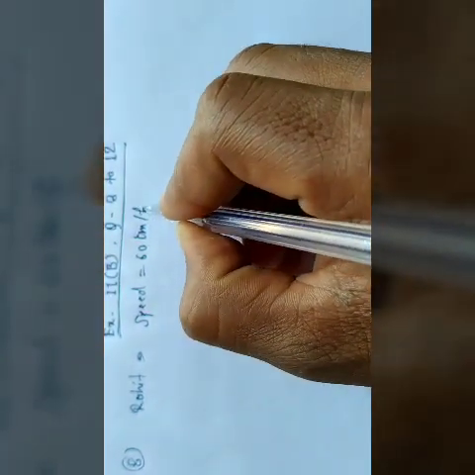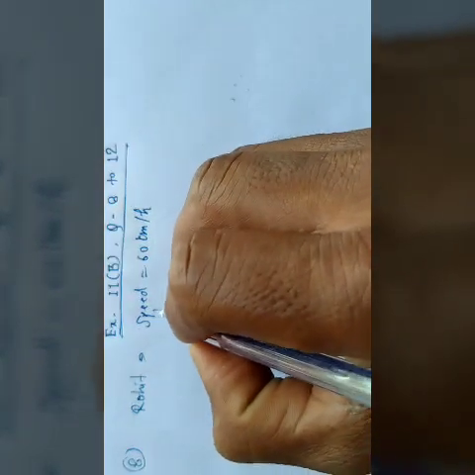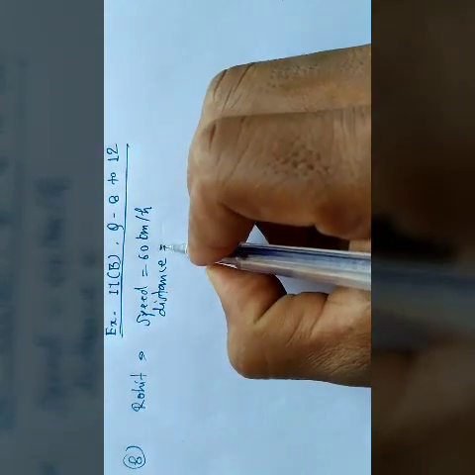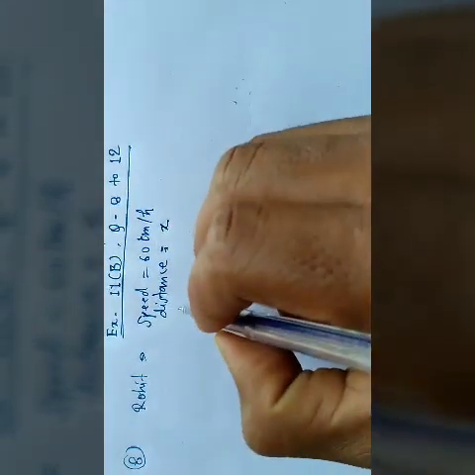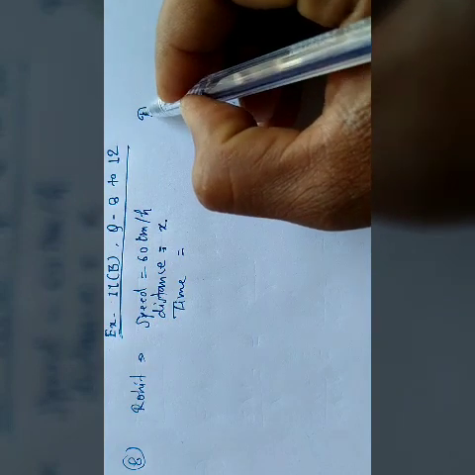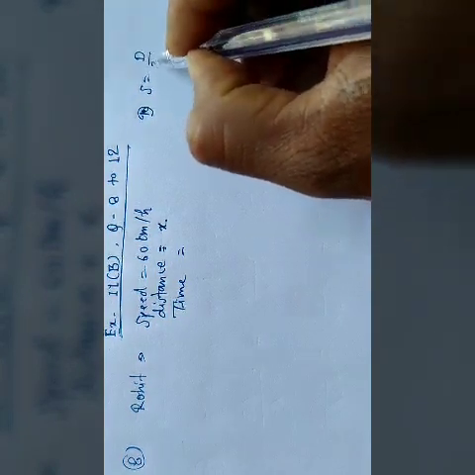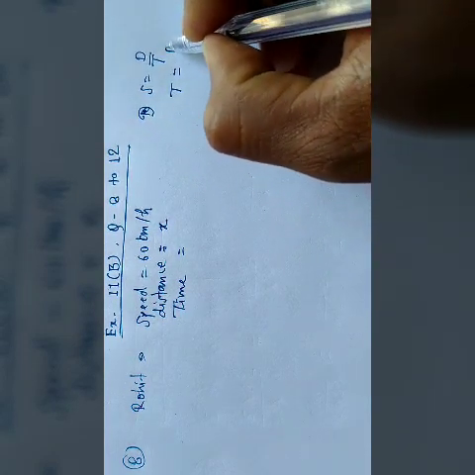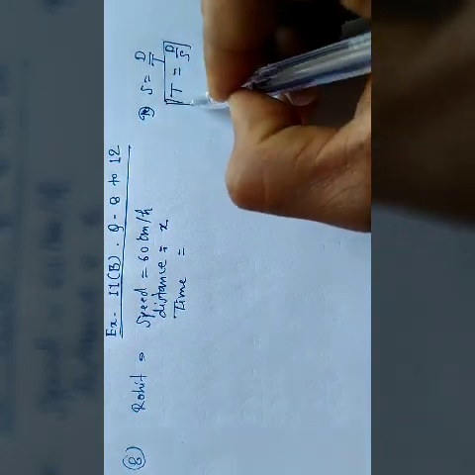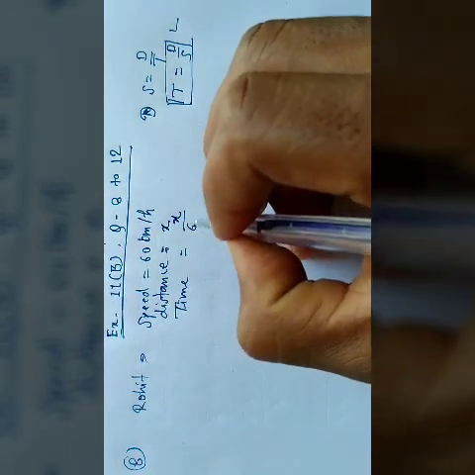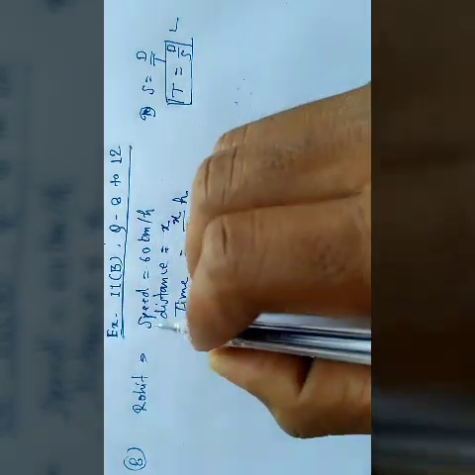Speed. Rohit's speed is 60 kmph and distance is, suppose that the distance is same, both distance is same, so we consider x as the distance. Then to find out the time, speed equal to distance upon time. To find out the time, change the side of the time and speed, then time will be distance upon speed. So we can use this formula here. Then time equal to x upon 60 hours. This is the time taken by Rohit.